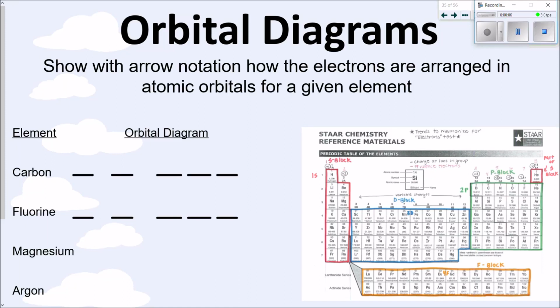Hi Chem students, today we'll be talking about orbital diagrams. Please get out your notes and turn to page 4 and get your periodic table ready. We will show with arrow notation how the electrons are arranged in atomic orbitals for a given element.